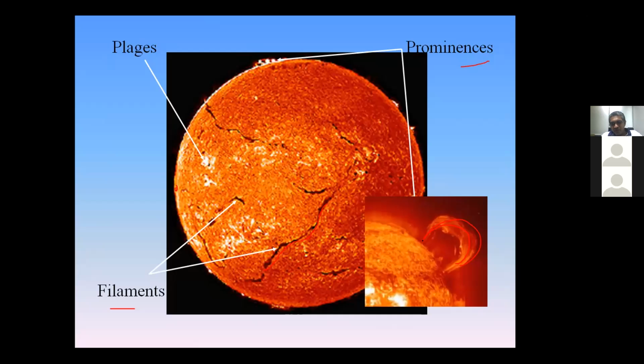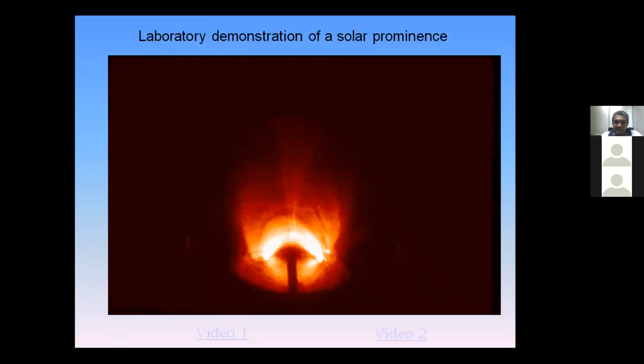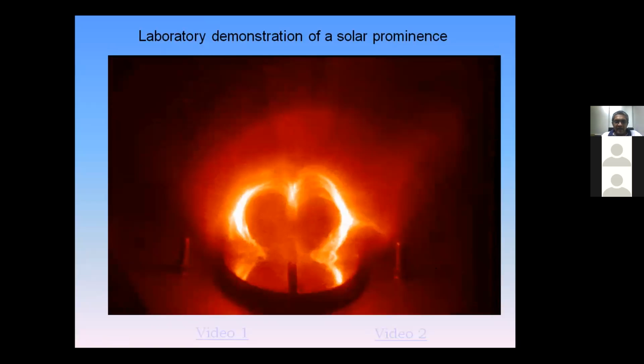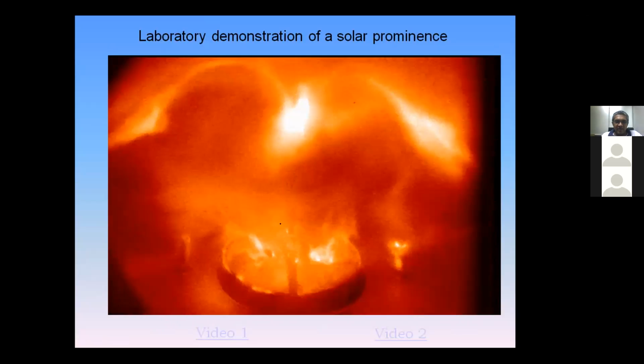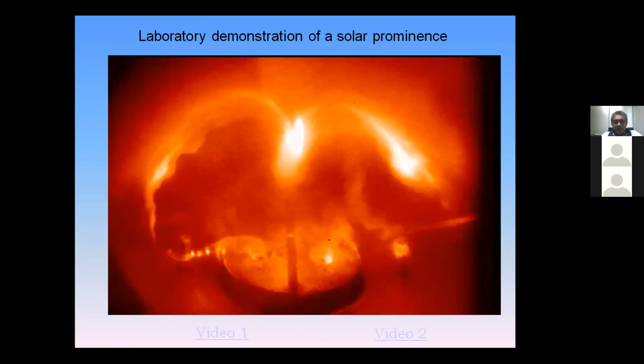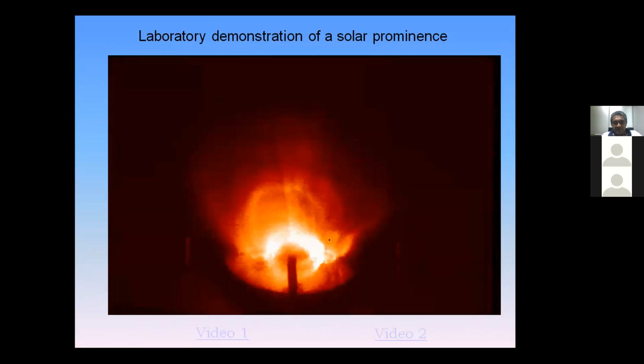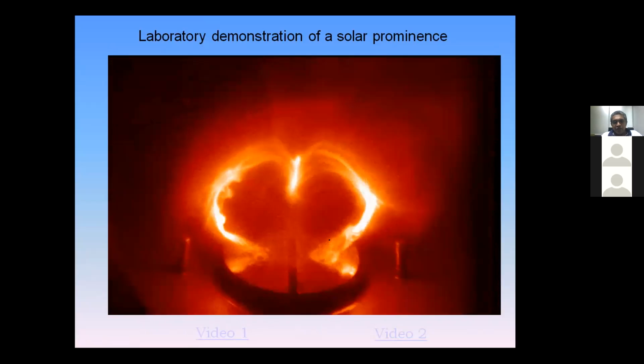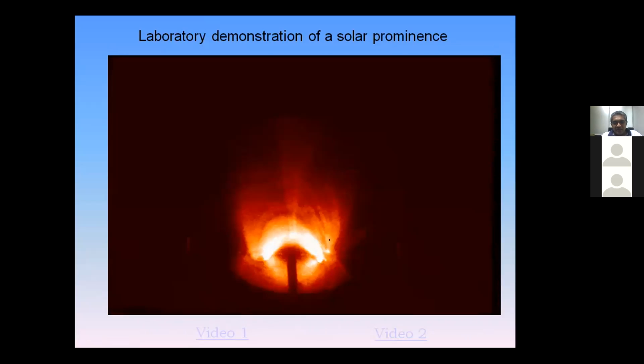It won't change much. There are slight changes, but it won't actually erupt. It will hang for some time, like one or two days, and then slowly disappear. But this feature is just erupting. Basically, some of these prominences can erupt. Sudden eruptions can happen, and we identify those eruptions as solar flares.